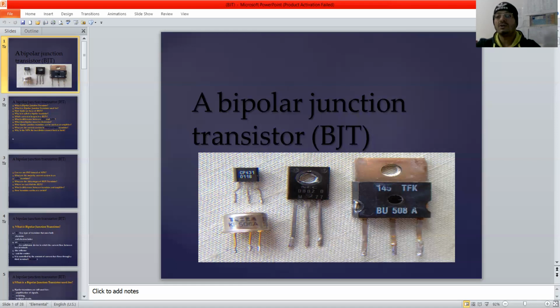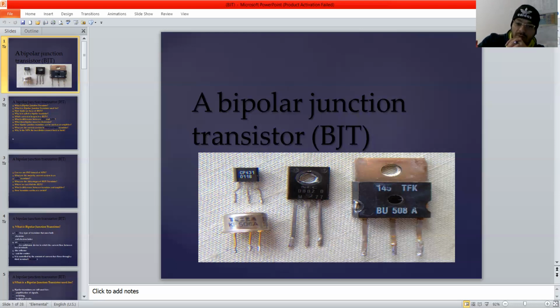Like I said before, it has three terminals. The current will flow between two terminals. These will be the most important terminals to us. The collector is the first one, and the emitter is the last one. And between them will be the base. We will explain more deeply about these three legs in the next slides.